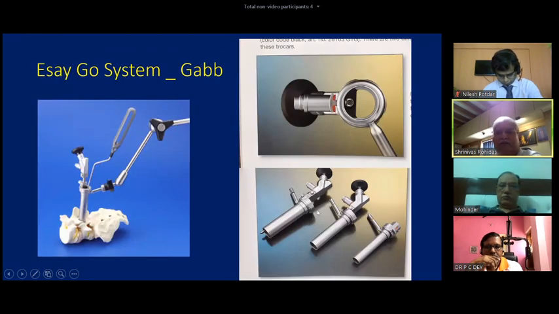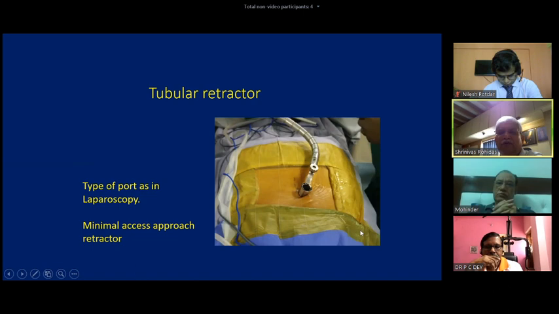This is the EasyGo system. We have 3 different things. We will talk about this, why we need multiple tubes in the fixed, later. This is the operative area in the EasyGo. This is how it is fixed.